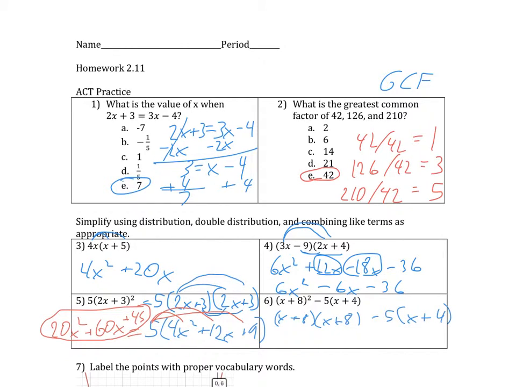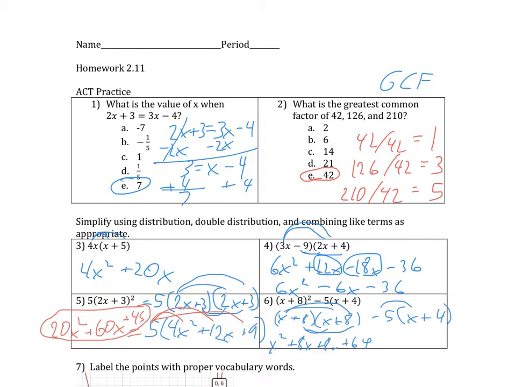Alright, doing the x plus 8 times x plus 8, that's going to be x squared, and then x times 8 would be 8x, and then another 8x. I could have just combined those and got 16. 8 and 8 makes 64. I'm just going to keep on going back here. I'm having fun with the distributive property.